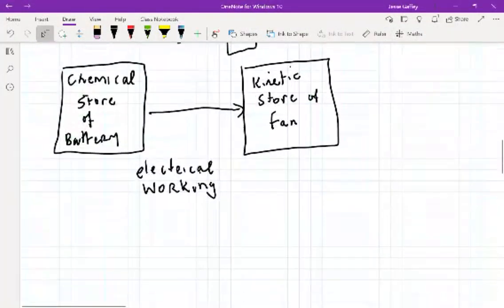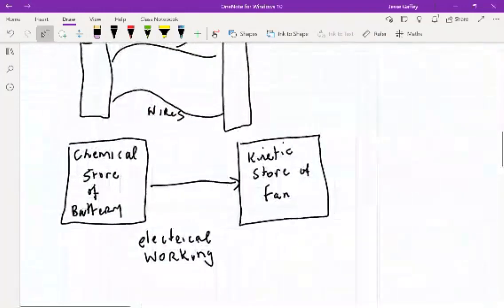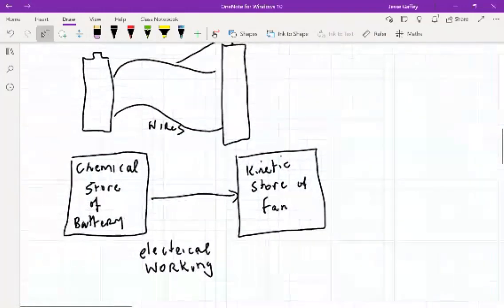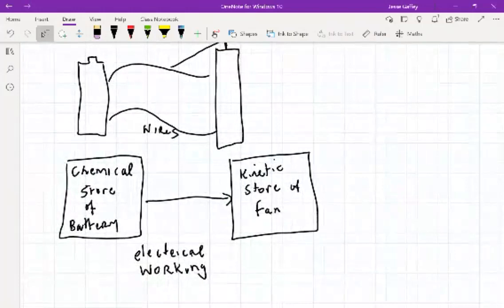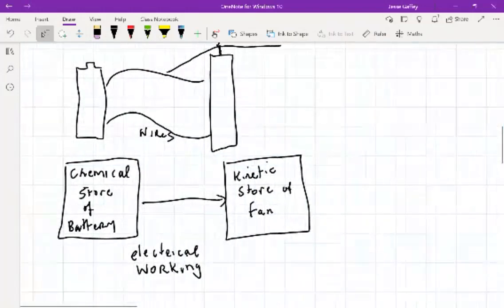And we have the last one. We have a power supply connected to a device like a fan or a motor or something like that. When the energy is carried by wires, we call this electrical working. So there are 4 energy transfers.